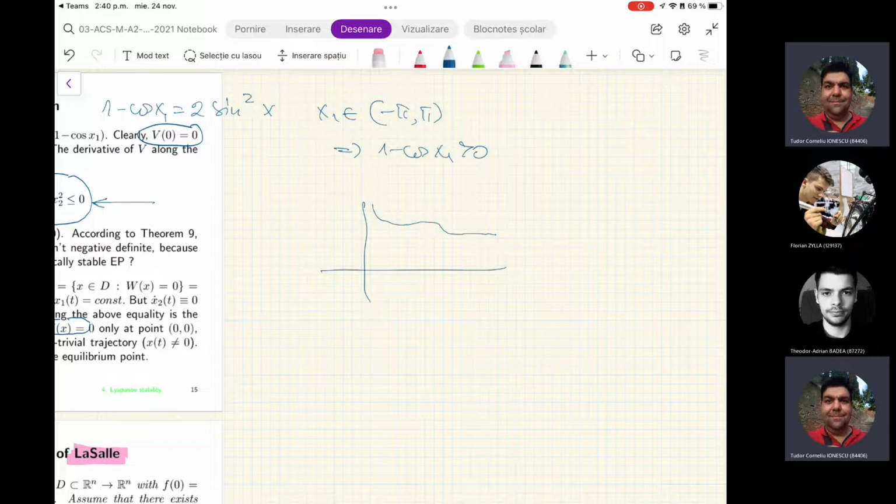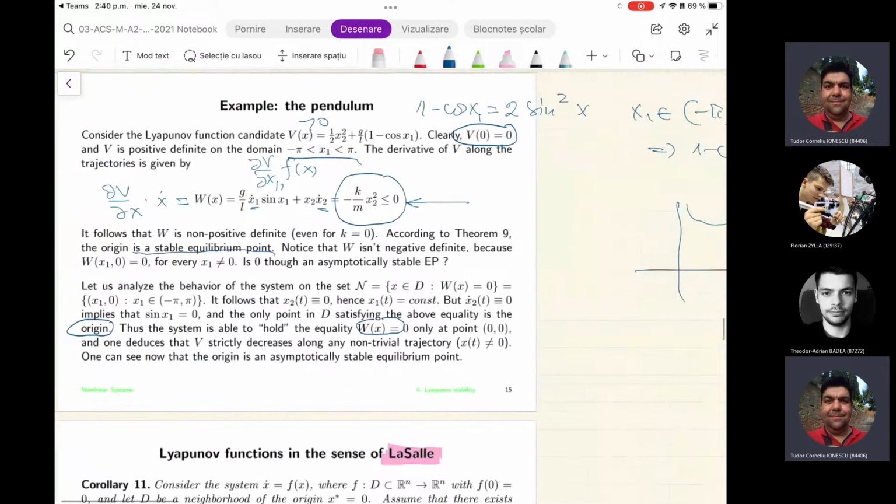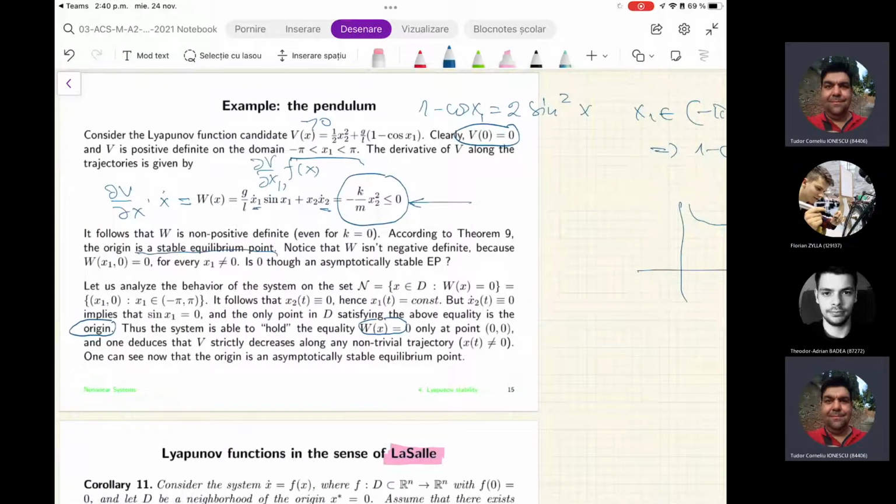It's not like this. The energy is something like this. That's what this is proving. Okay. So how do you do this?